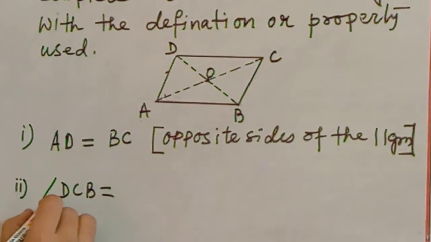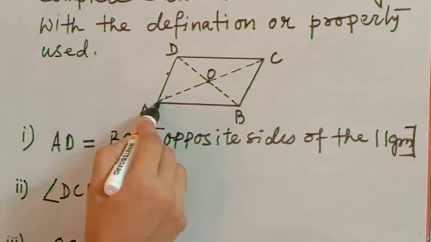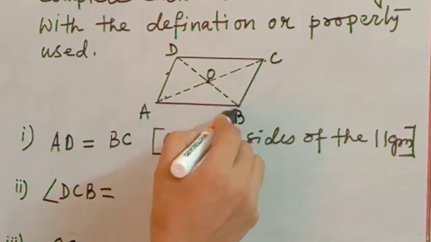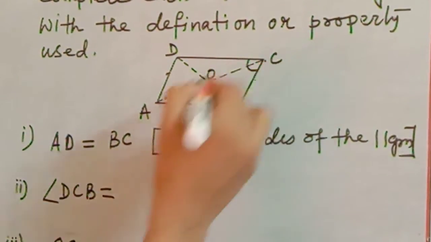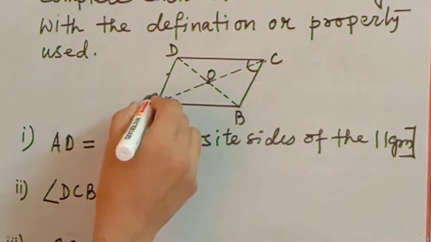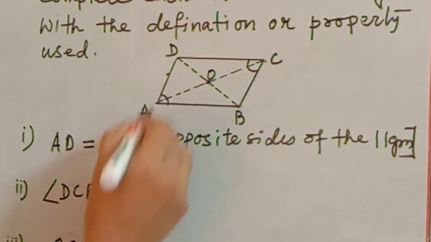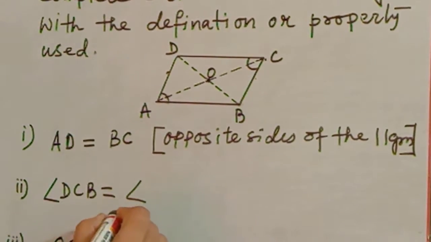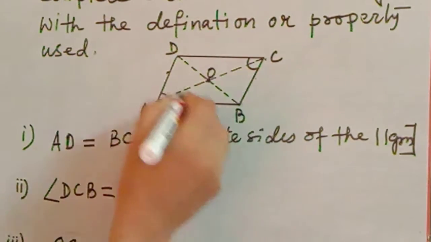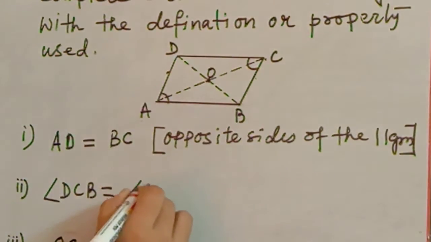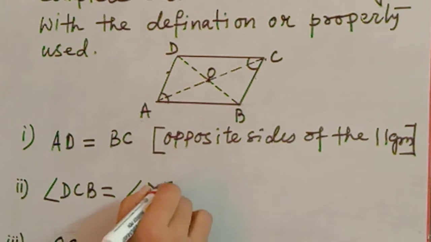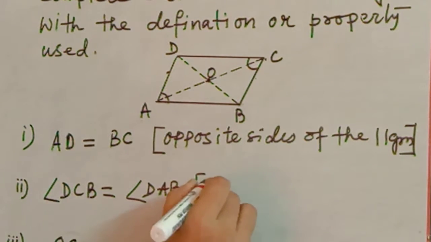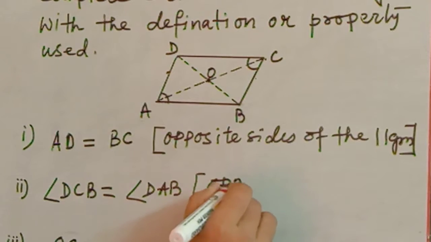Now angle DCB. This angle is equal to which angle? Angle DAB, because opposite angles of a parallelogram are also equal. We have learned it from our properties of parallelogram. So DCB equals DAB. Opposite angles of a parallelogram are equal.